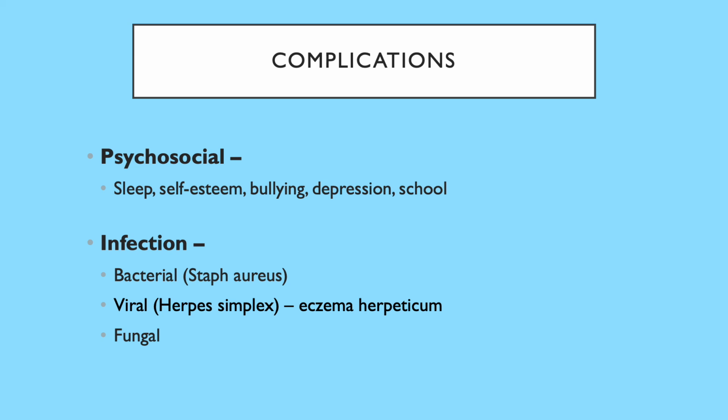Complications can be divided into 2 categories. The first is psychosocial issues, such as sleep problems, issues concentrating at school, and low self-esteem. This is why it's always important to assess the impact on a patient's quality of life when taking a history. The second complication is infection, which can be bacterial, viral, or fungal.